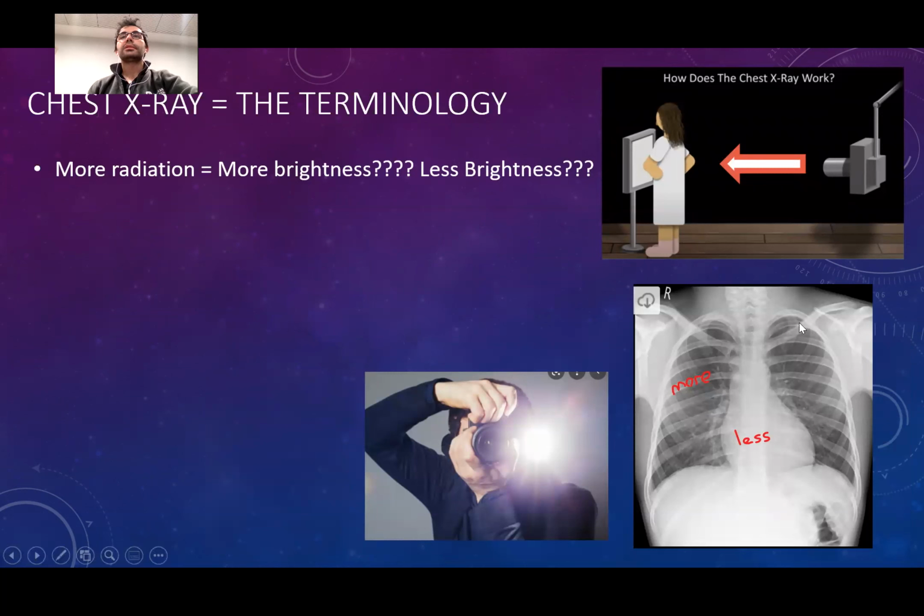So I got a question here. I actually told this before. When we increase the dosing of the patient, does the image get brighter or darker?